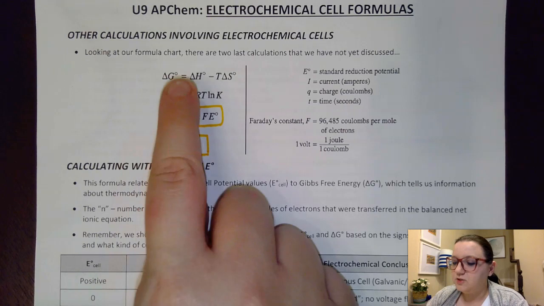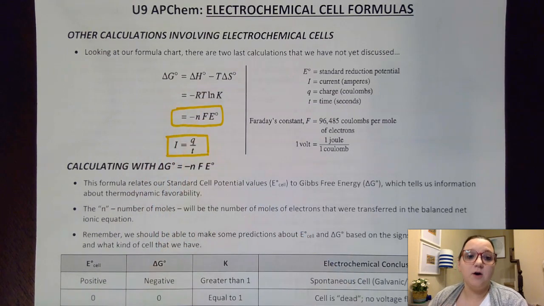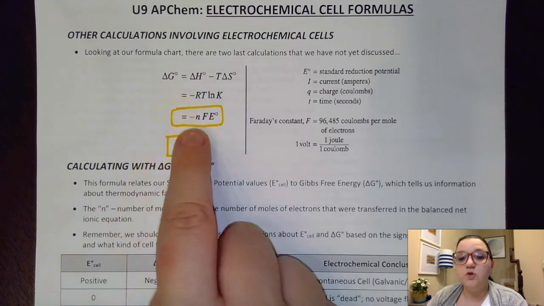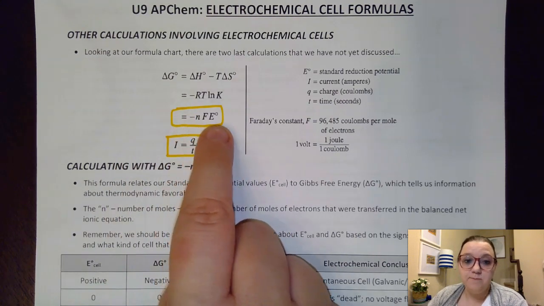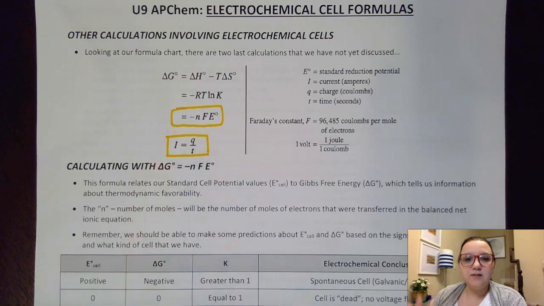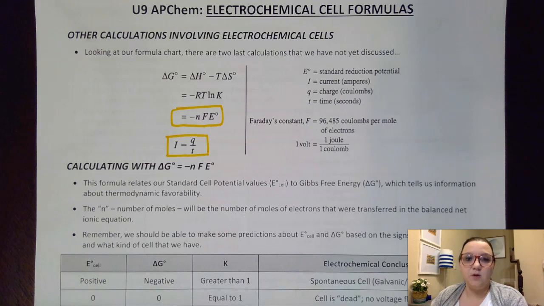I've put on here a picture of the last few formulas on our formula chart. A couple of these should look familiar, we've worked with them before, but there are two on here that are new. We have that our Gibbs free energy is equal to negative nFE. And we also have this equation of I equals Q over t. Both of these equations have some variables that we really haven't worked with yet. The nice thing that the formula chart does is that it tells us what these variables represent, and that makes them a little bit easier to work with.